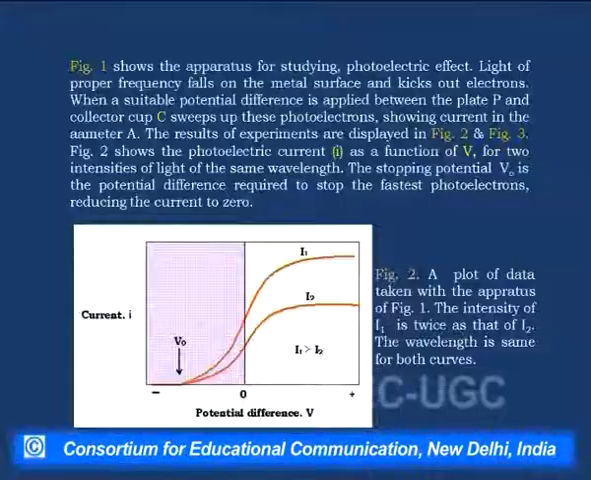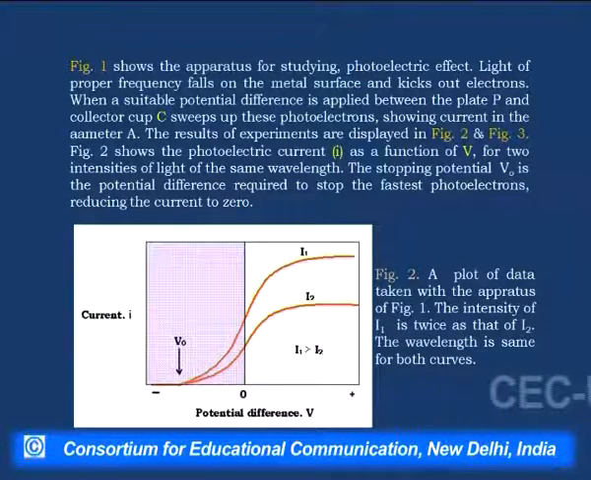Now, what we are doing? We are increasing the intensity. Suppose we double the intensity of light. So, by increasing the intensity of light, we can see the current increases on the positive side, and when we are applying negative potential, the current decreases, and then we are getting the same stopping potential. That means, just by increasing the intensity, the stopping potential remains the same.